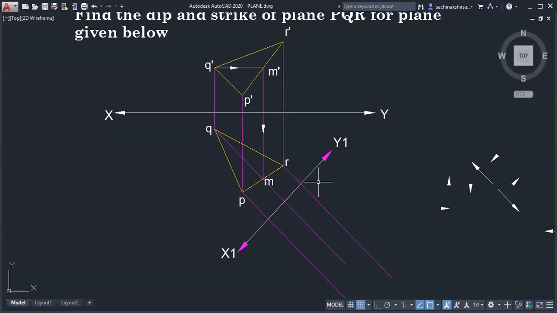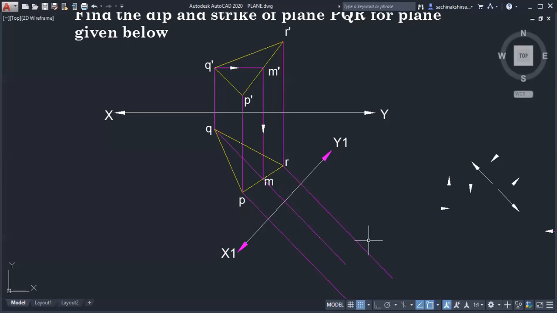Have you drawn them? Are they on one projector line or different? It should be on one projector line. Yes, sir. Okay, very good. Those who have drawn, very good.